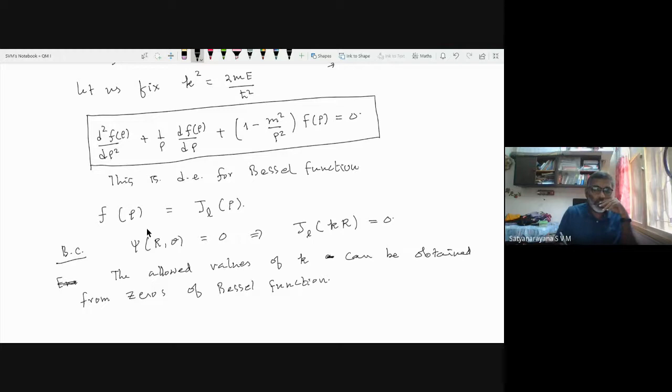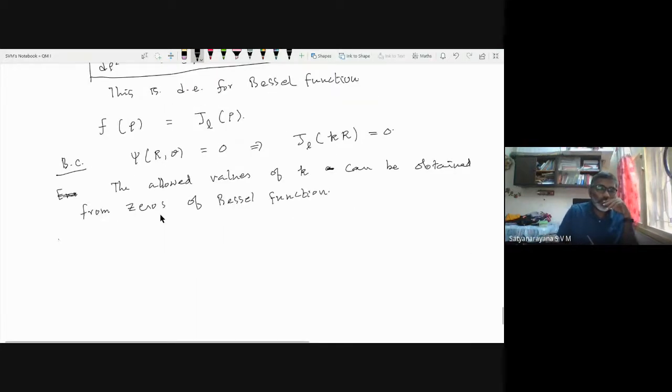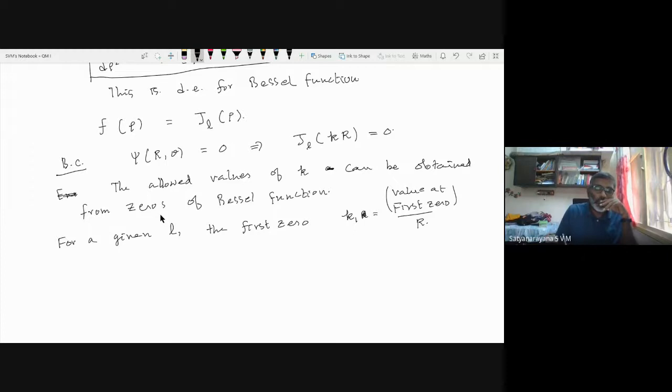That means for a given L, the first zero, let us call that K1 times R is equal to the first zero, or K1 is equal to the value at the first zero divided by R. K2 will be the value at the second zero divided by R.